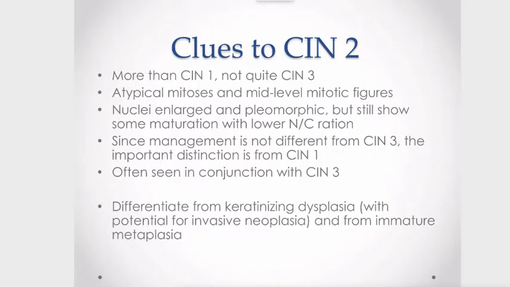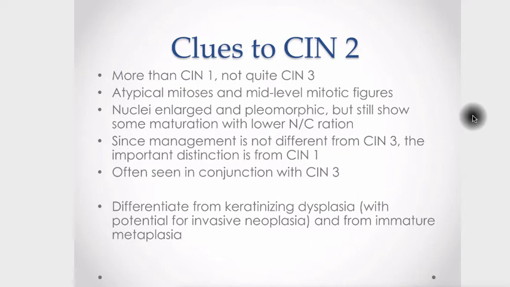So that leaves us with CIN2. And as is with many intermediate grades, it's more than CIN1, but it's not quite as bad as CIN3. Certainly anything that has atypical mitoses or mid-level mitotic figures is at least CIN2, and then we would want to make sure that we don't have other areas of CIN3. These nuclei are enlarged, they're somewhat pleomorphic, but they still show some degree of surface maturation, sort of flattening out of the nuclei and spreading a little bit broader. They still have a relatively lower NC ratio.